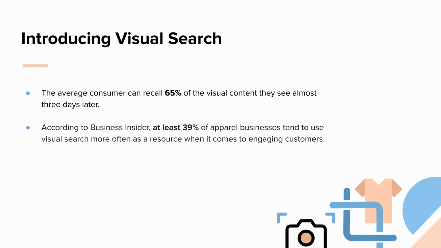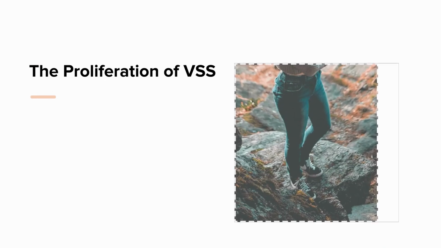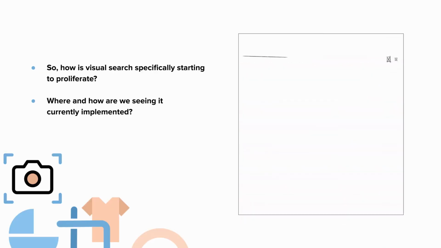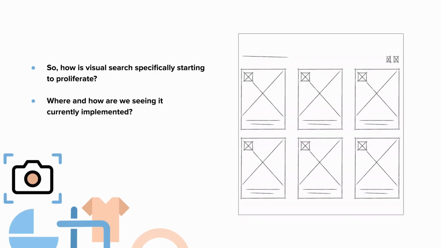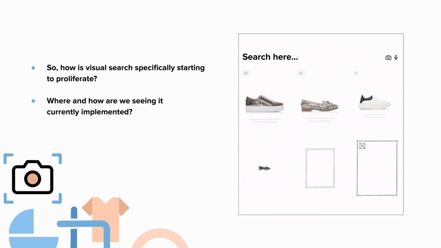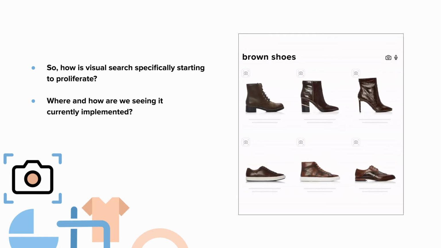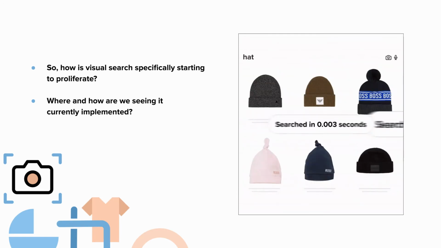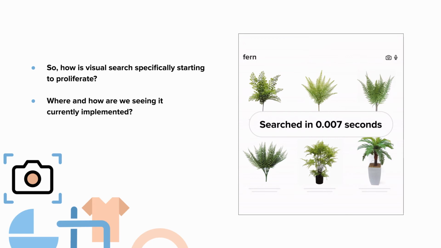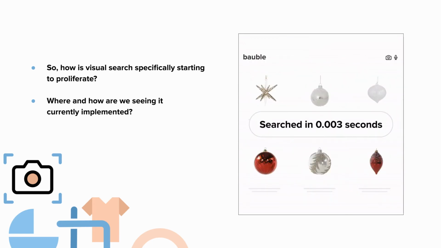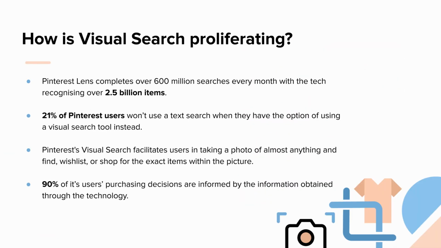So next section, we're going to look at the proliferation of visual search and how it's started to spread across various different channels and how we're seeing it used more specifically in an e-tail way. So where and how are we seeing it at the minute, and where is it currently implemented? I think the biggest example, harking back to the quote we started with, is Pinterest, which at the minute is completing over 600 million image searches a month. And the tech right now is recognizing over 2.5 billion items.